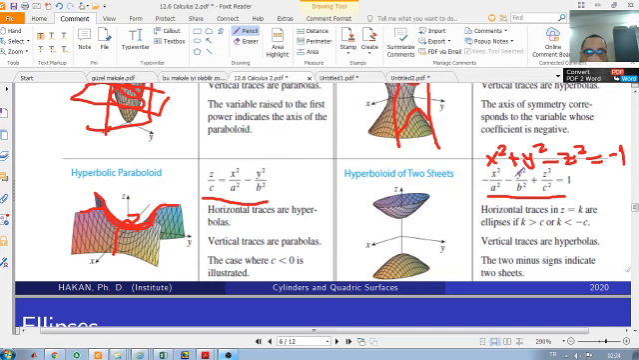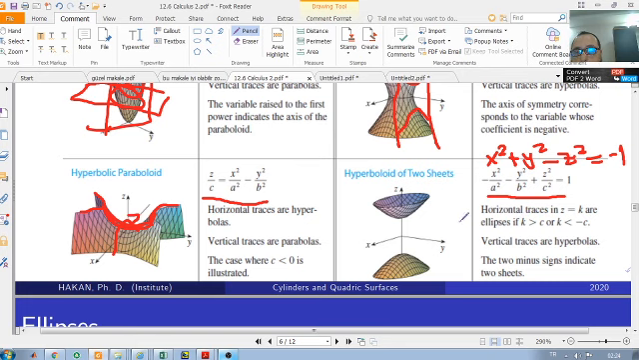And from here you can see if you write 0 for z, we will get x squared plus y squared is equal to minus 1. This cannot be possible. Therefore we obtain two sheets. If you write 0 for y, we have x squared minus z squared is equal to minus 1, or z squared minus x squared is equal to 1, which means we have a hyperbola in the xz plane.